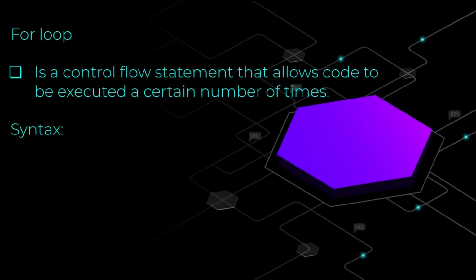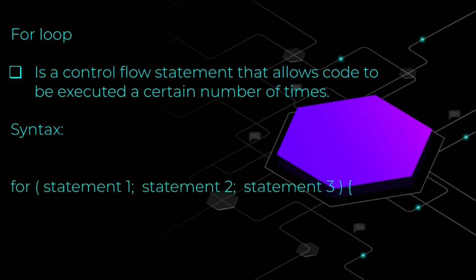Cool. So let's look at the syntax. For a for loop, you start with the for keyword, then an open bracket, and then you start with the first statement. This is where you usually initialize your variable. You can initialize it there, or you initialize it outside.